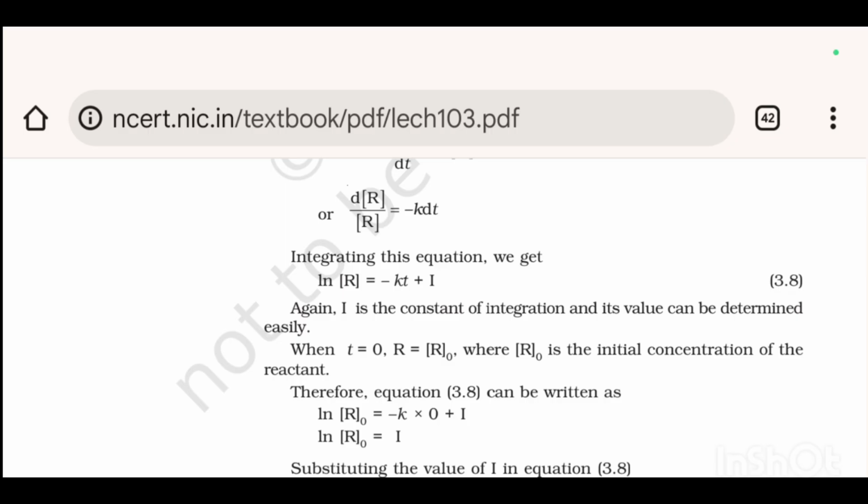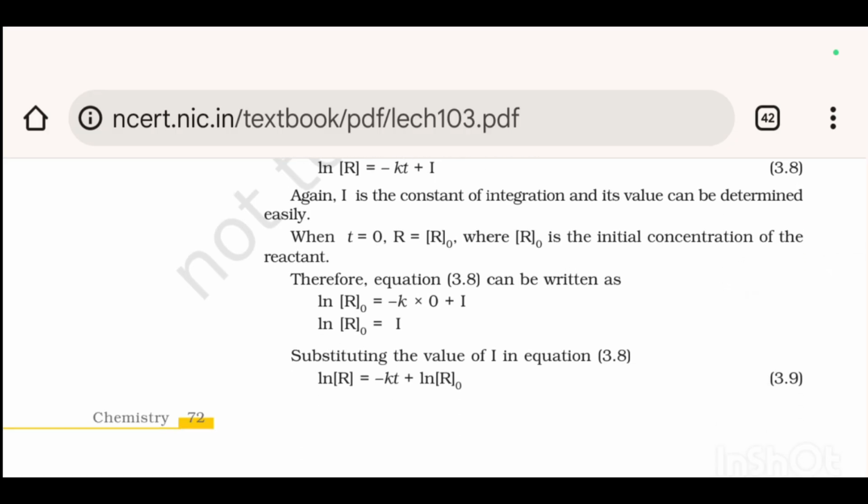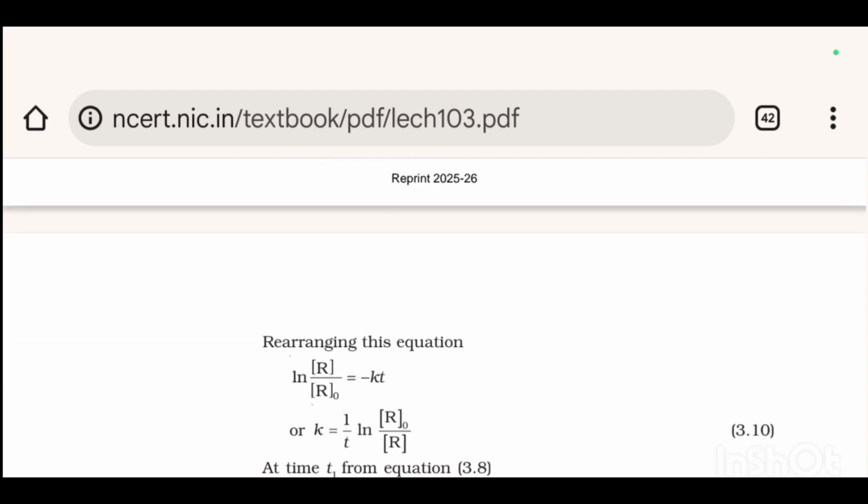When t equals 0, R equals R naught, where R naught is the initial concentration of the reactant. Therefore, this equation can be written as ln R naught equals minus k multiplied by 0 plus I. So ln R naught equals I. Substituting the value of I in equation 3.8, we get ln R equals minus kt plus ln R naught. Rearranging this equation, we get ln R upon R naught equals minus kt, or k equals 1 upon t ln R naught upon R.